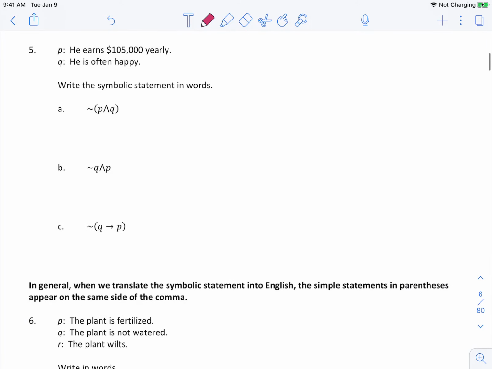Here's our next one. P represents he earns $105,000 yearly. Q represents he is often happy. And we have to write the symbolic statements in words. So I want you to take a few minutes to do these three, please.